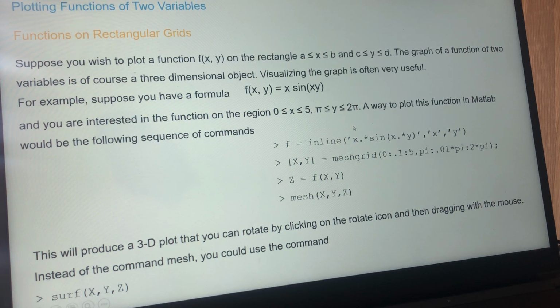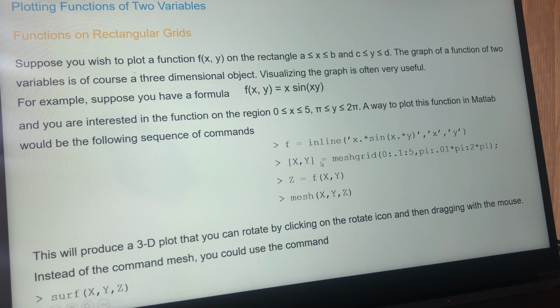So the way is very similar to what we did for plotting. First, we need to define the function. With an inline command, you can define your function x times sine xy, and you know that we are doing element-wise multiplication. And our function depends on x and y. I am pointing out this one inside the inline function.